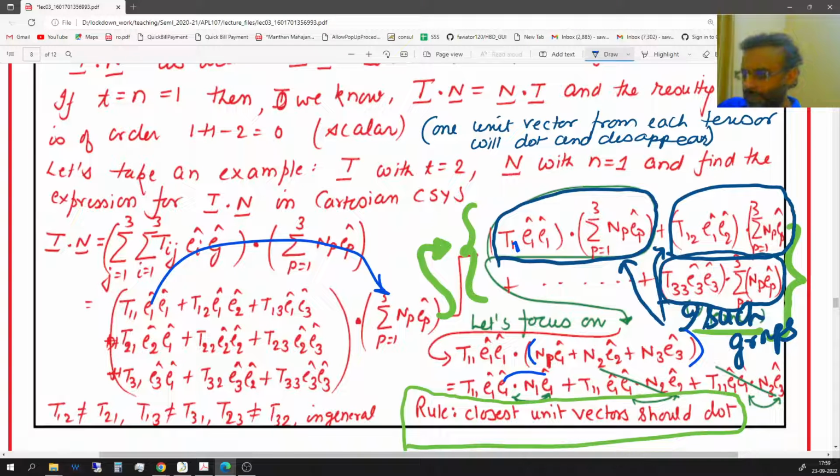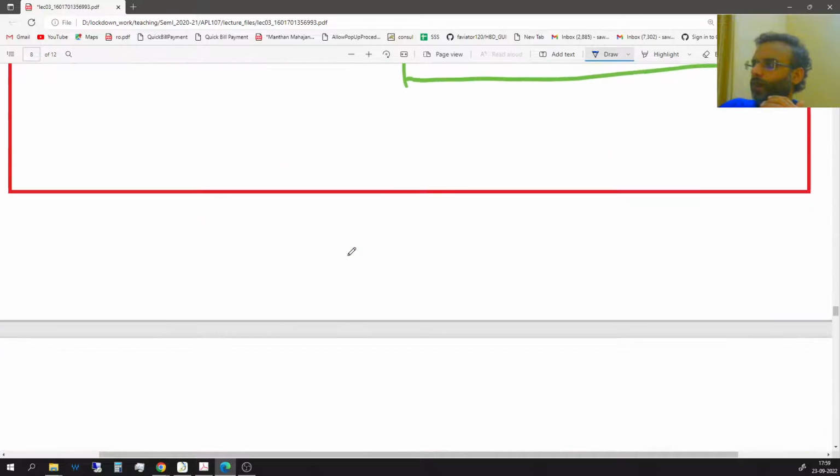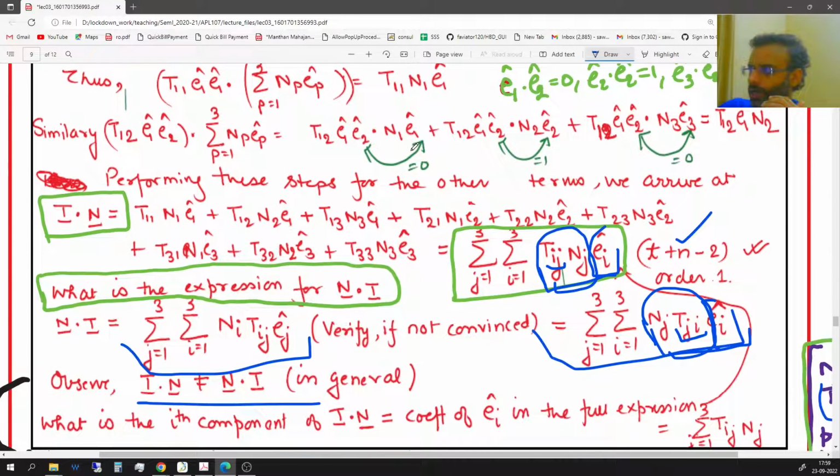When I go to the second term here, the same rule is to be followed. This e1 has to dot with this e2 here. And in this case, e1 dot e2 will become 0, so this will not survive. Similarly, the third term here will involve a dot product between e1 and e3, and that is also not going to survive. So out of these 3 terms, only one survivor we have, which is T11 e1 n1. That's what is written here.